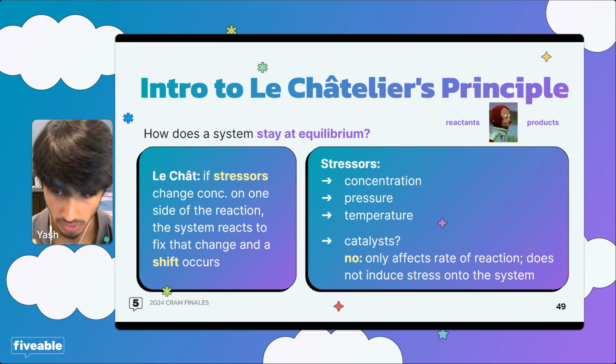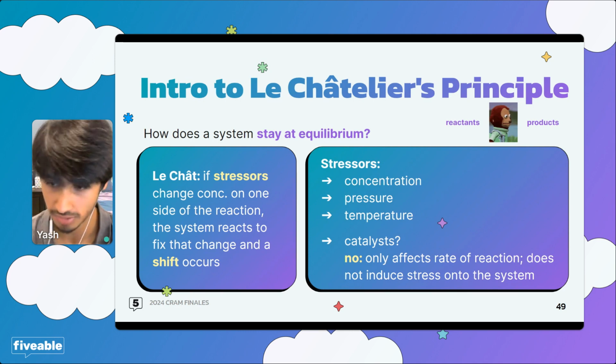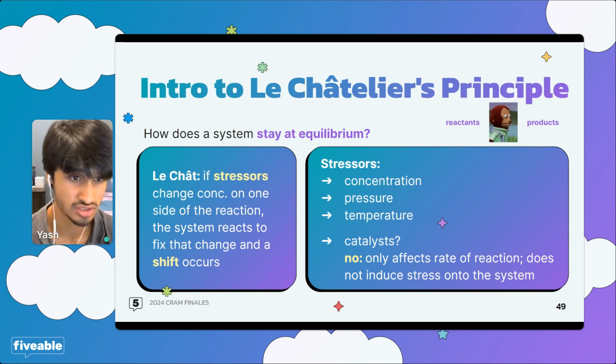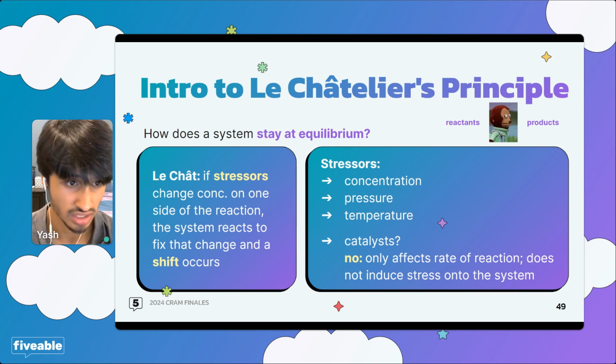But one super important note. This will be a question on your AP exam. Half of you guys will probably get this wrong. Catalysts do not in any way affect the position of the equilibrium. They do not induce any stress in the system. Catalysts only affect the rate of reaction. In no way do they affect the position of the equilibrium.